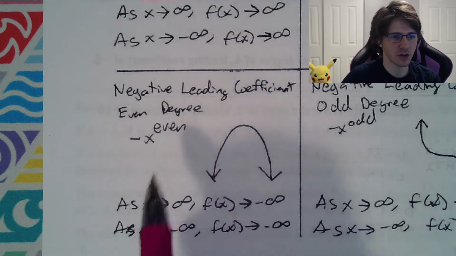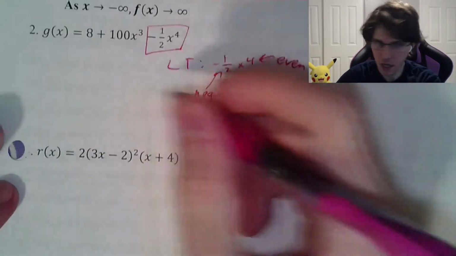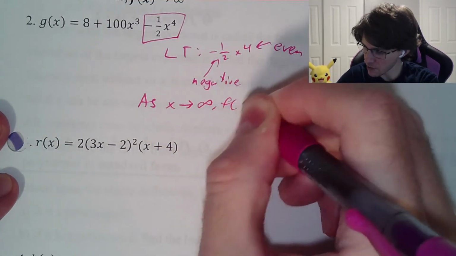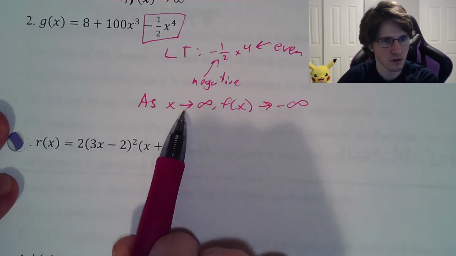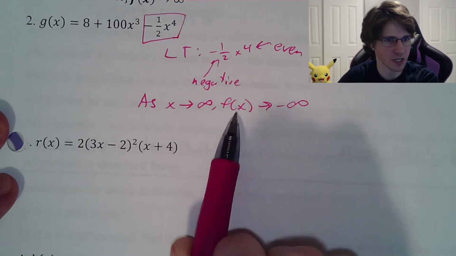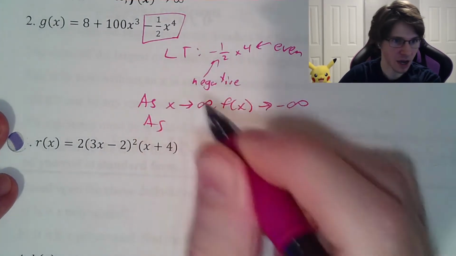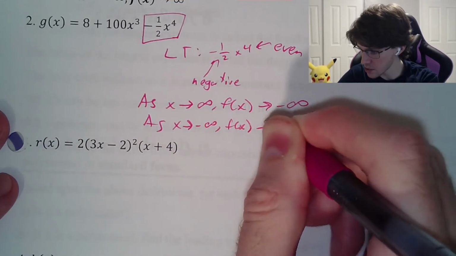From the page before, a negative coefficient with an even exponent will always end up looking like this, and you're going to write this entire thing here. So that's what we're going to go ahead and write. We're going to say, as x approaches infinity, f of x approaches negative infinity. That is to say, as you go right, you go down. So as x increases, y decreases. As x goes up, y goes down. As x decreases, f of x also decreases. This guy goes down on both sides.